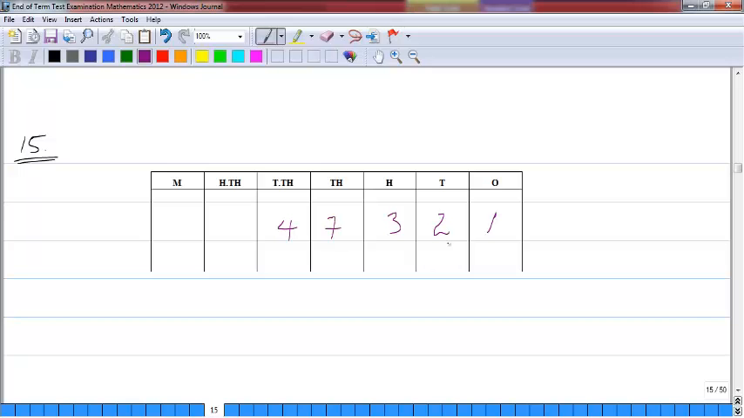Number 15 says, what is the value of the 7 in 47,321? To work this out quickly, I have placed it in the place value chart, and we have our ones, 1 being there, our tens, 2 being there, our hundreds, 300, and 7,000s. So our answer for number 15 would be C, as in 7,000s.